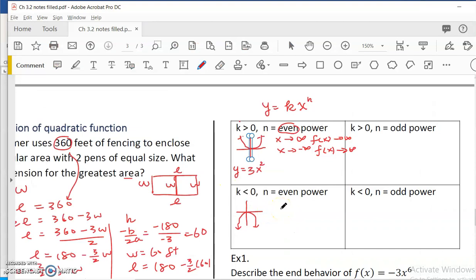So when you have an even power, but your coefficient k is a negative number, and it shoots down, we would describe this phenomenon as: when x approaches infinity, f of x, no matter what, is always negative infinity. And when x approaches negative infinity, f of x also approaches negative infinity. No matter what, it's just negative. It's always positive. What about odd power?